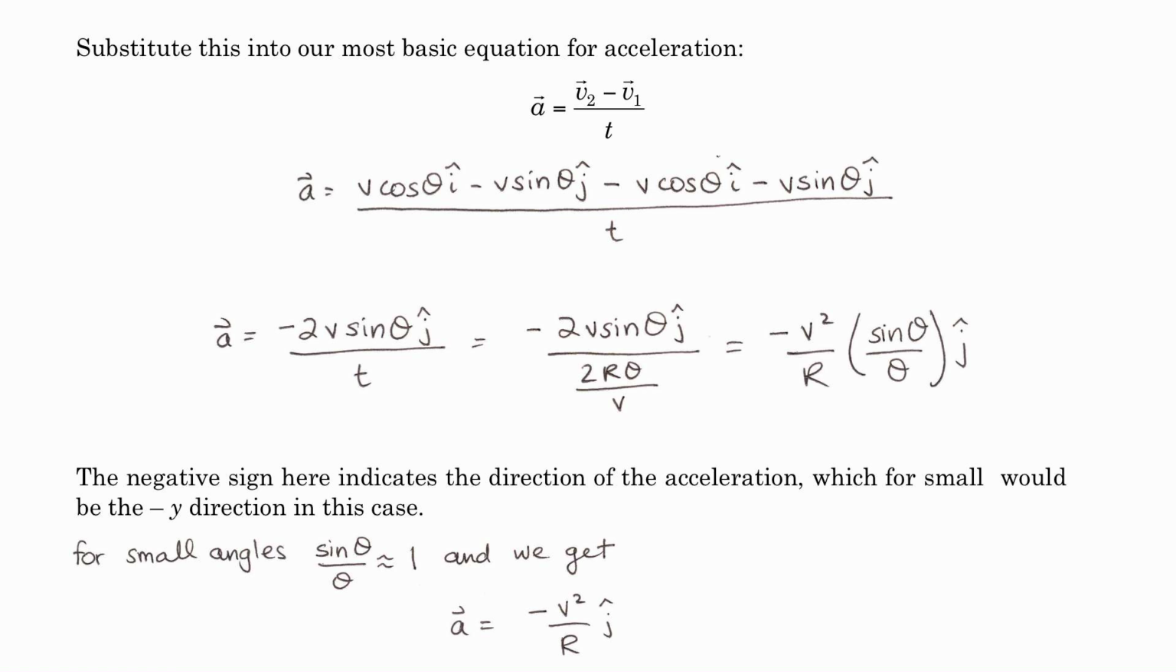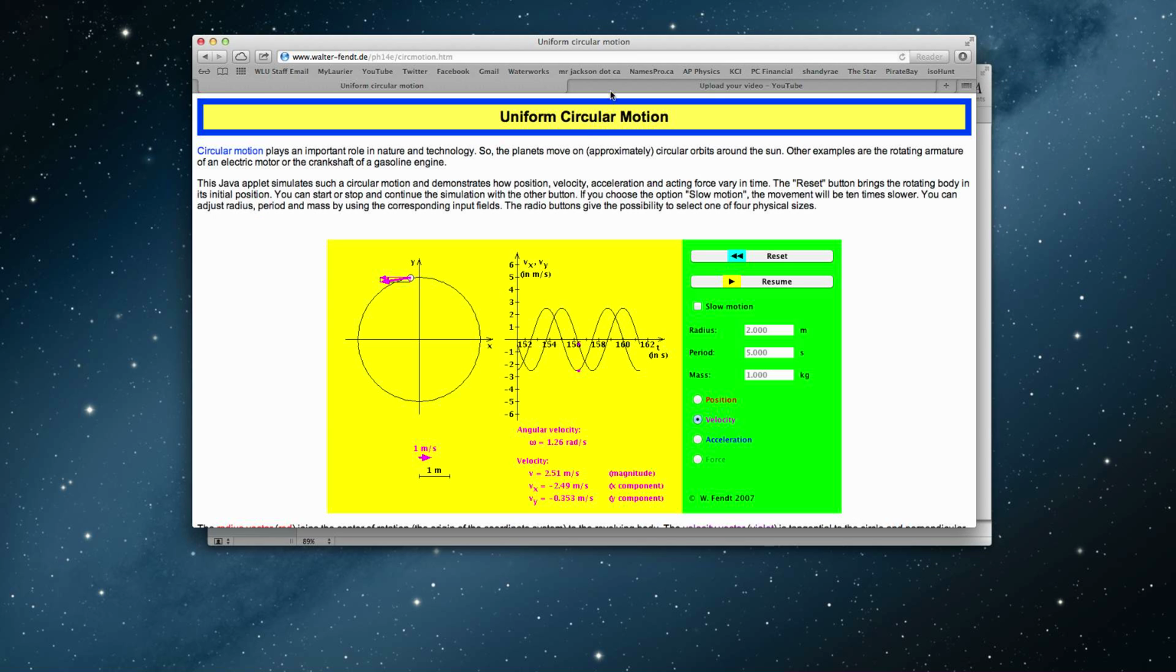But basically, we get that the acceleration is equal to minus v squared over r in the j hat direction, downwards in the j hat direction. Now, did that make sense with what we had before? Let's go back to the applet and just refresh our memory. We're going to show acceleration. And so here at the top of the circle, our acceleration should be directed downwards. So let's take a look.